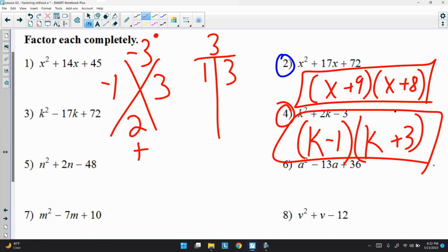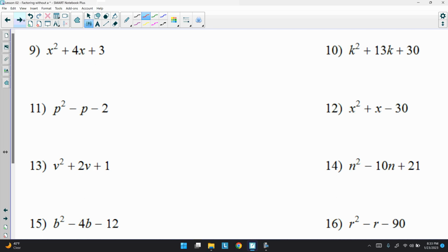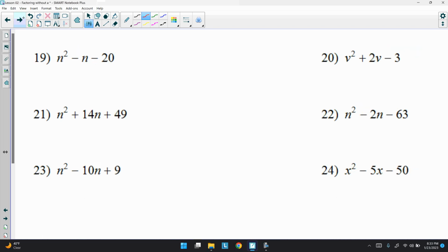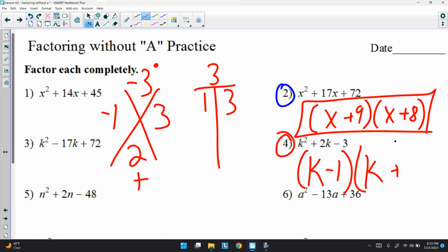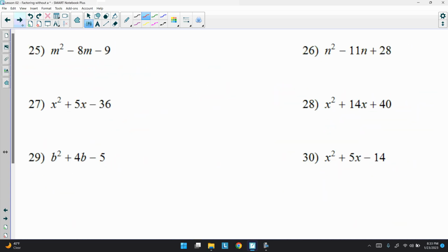Let me see here. Let me make sure there ain't nothing else. Yeah, you just got to practice. Fun fact, I was in a math league where all we did was factor, and I was third best. So there. I'm proud to say I was third best out of our team.